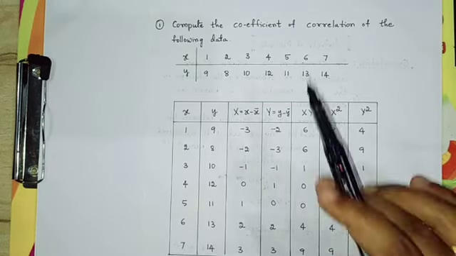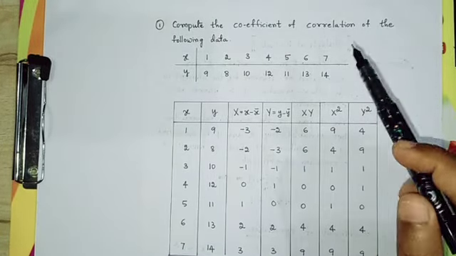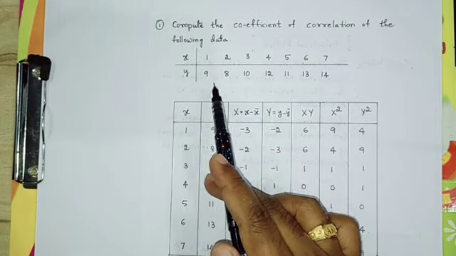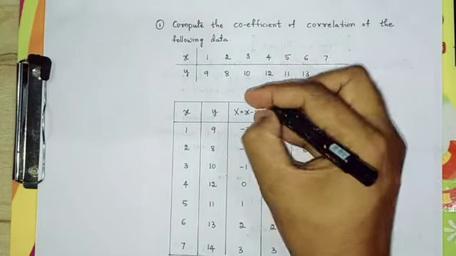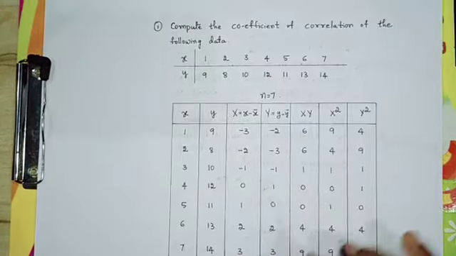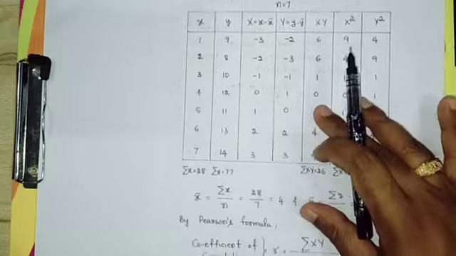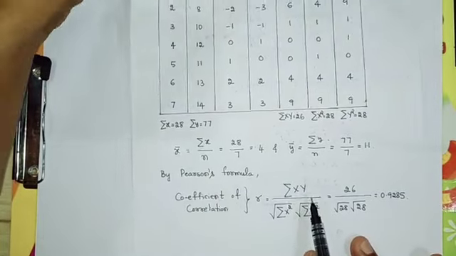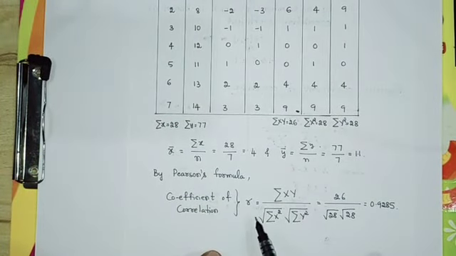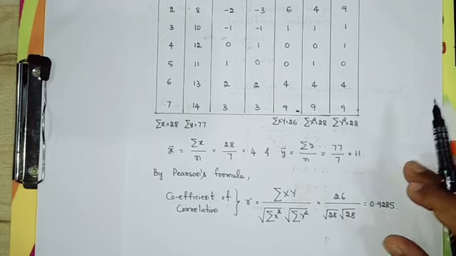So let us solve a problem. Compute the coefficient of correlation of the following data. Here x and y values are given. Please observe, the number of x and y values is 7. We have 7 values, so n equals 7. And we have to write a table like this, with x values and y values. To calculate the coefficient of correlation by Pearson's formula, we need the summation of capital X into capital Y, divided by the square root of the summation of capital X square into the square root of the summation of capital Y square. So first we need to calculate capital X and capital Y.